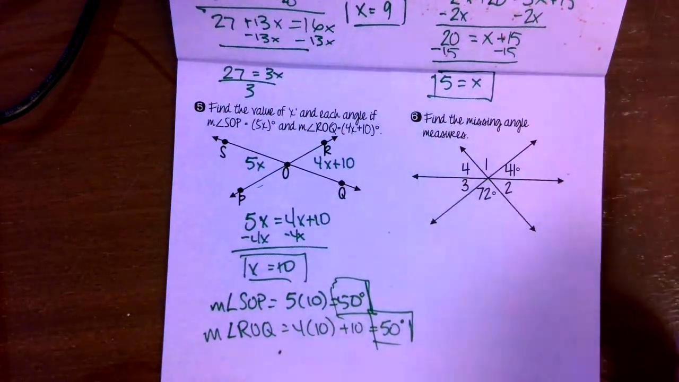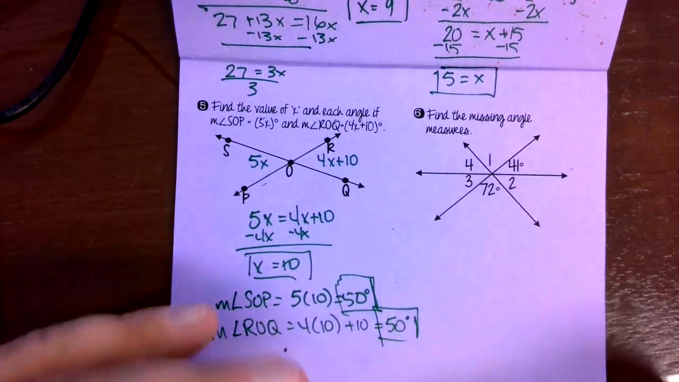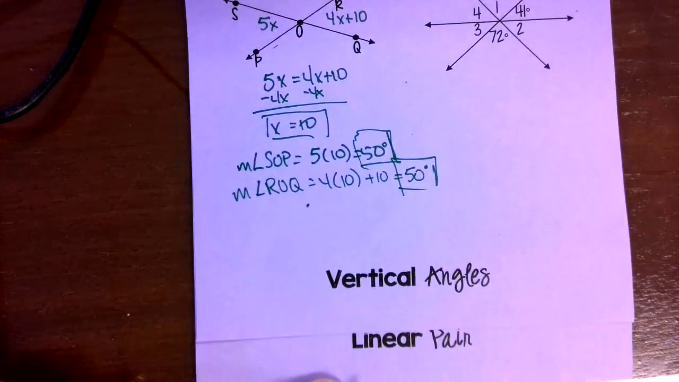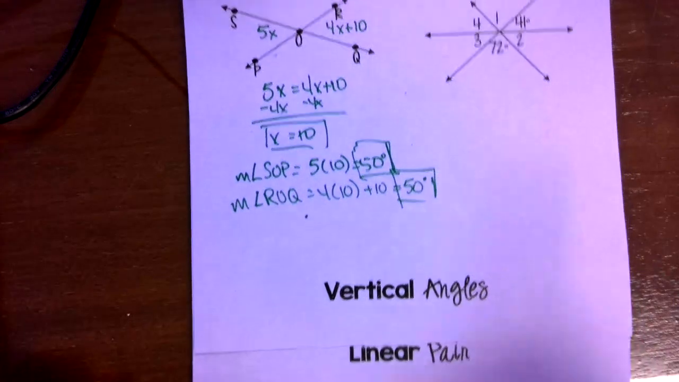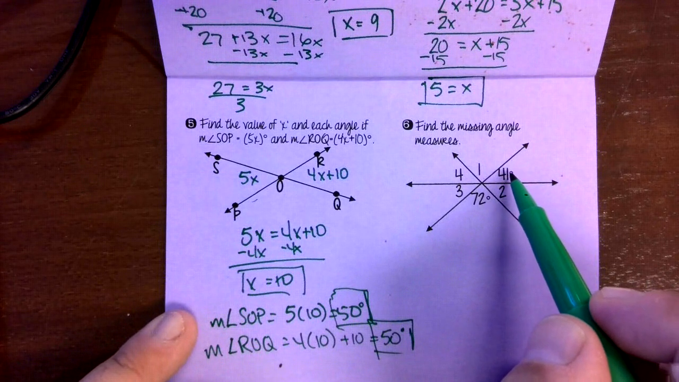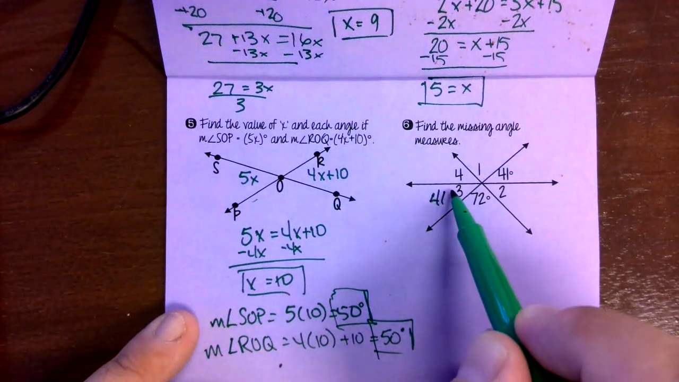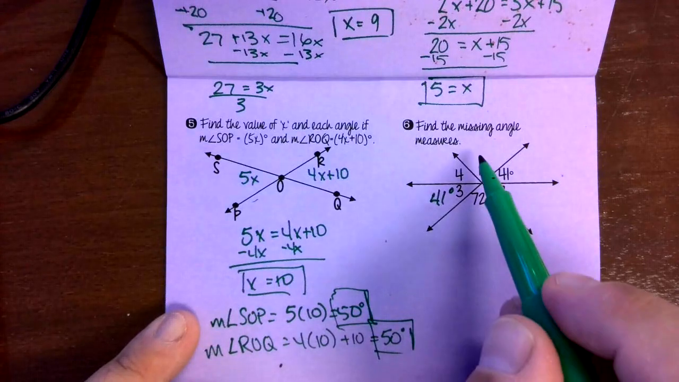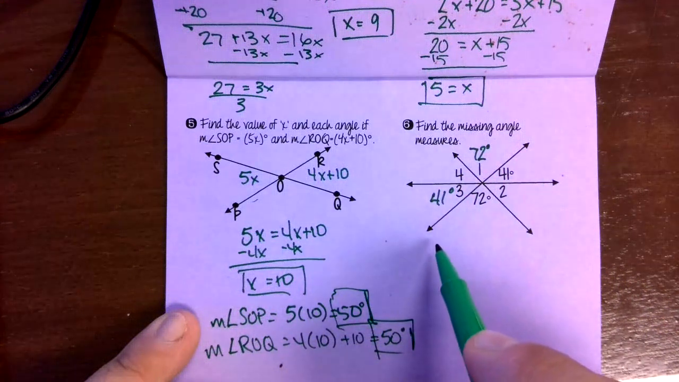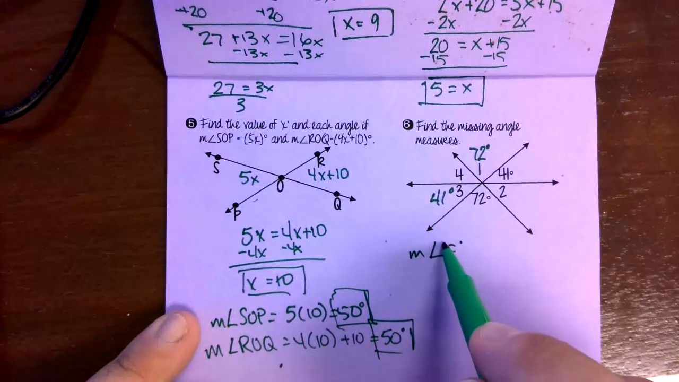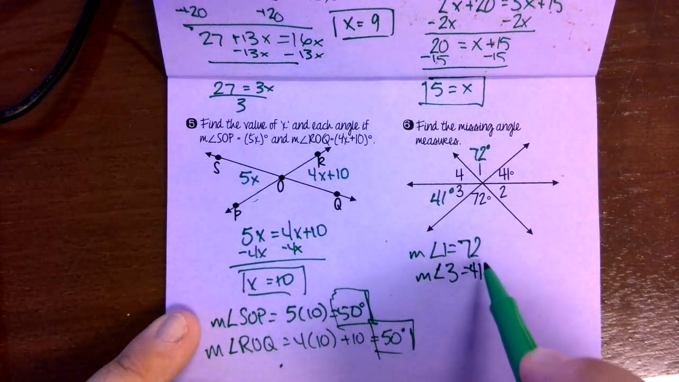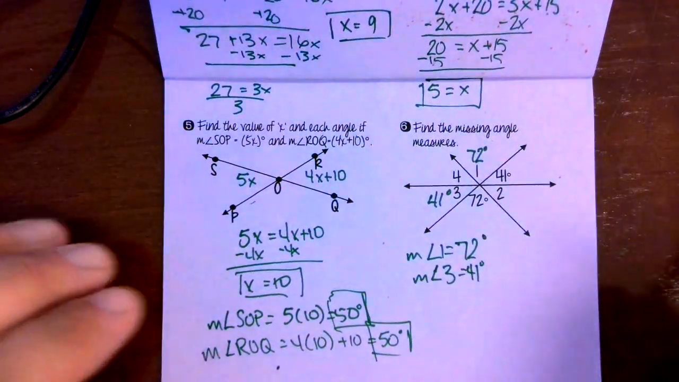I'm going to come back to number 6 in a minute too, because there are some funny things going on to find the rest of this stuff, and we really want to talk about linear pairs first. So I'm going to talk about linear pairs, and then I'm going to come back and finish this. I will say right here, if this is 41, because of vertical angles, I know that's 41. And if this is 72, I know that's 72. So I can say angle 1 is 72, angle 3 is 41, and then I'll have to come back and get 2 and 4 in a moment.